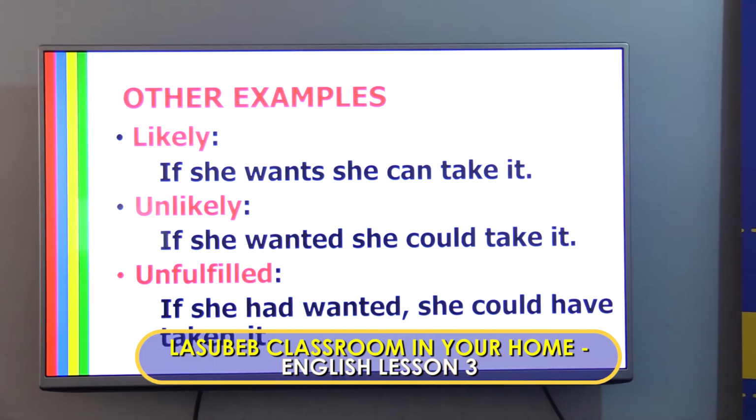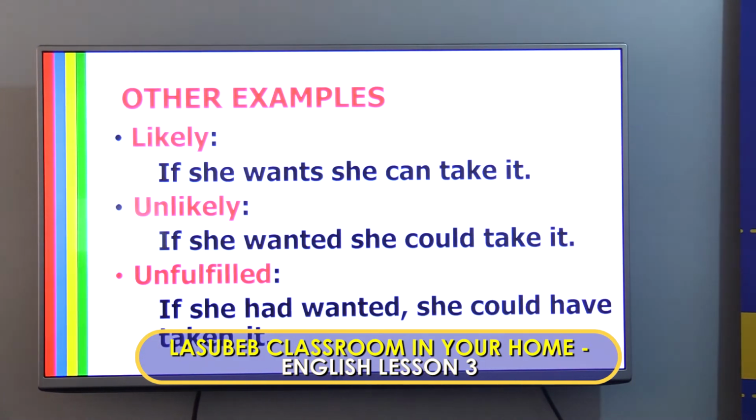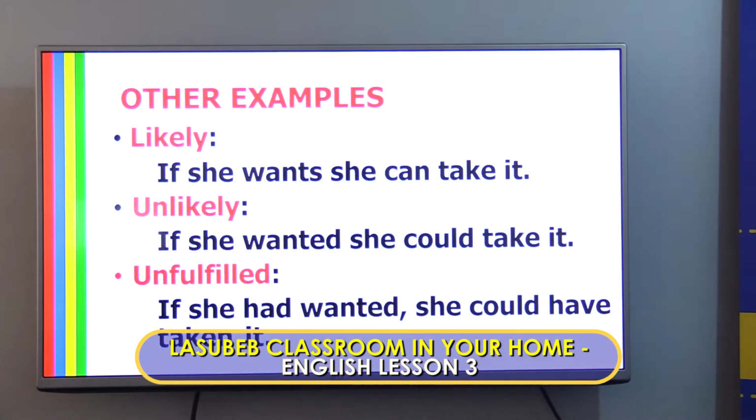Now talking about the unfulfilled condition. The example would be, if she had wanted, she could have taken it.